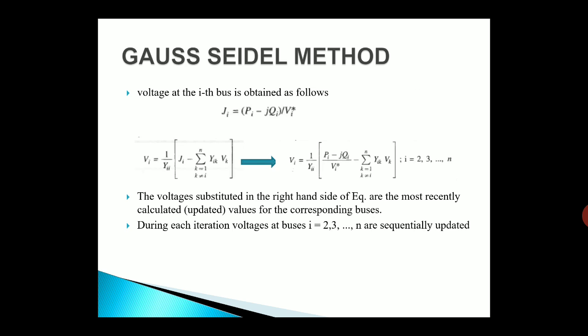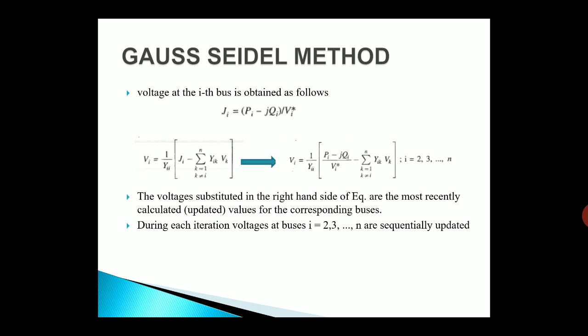Now we'll go to the Gauss-Seidel method. The voltage at the ith bus is obtained as follows. The first equation is Ii equal to Pi minus jQi divided by Vi star. This is obtained from the previous equation. Remember, Vi star is equal to P minus jQ, and Vi star is P plus jQ, but we are taking the star, or conjugate, of V, not of I.